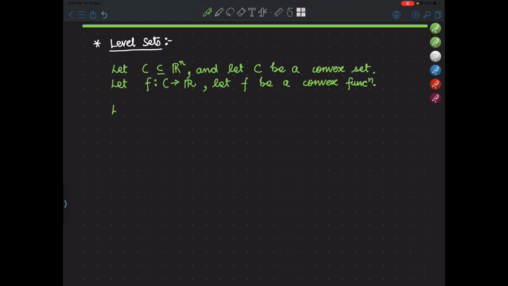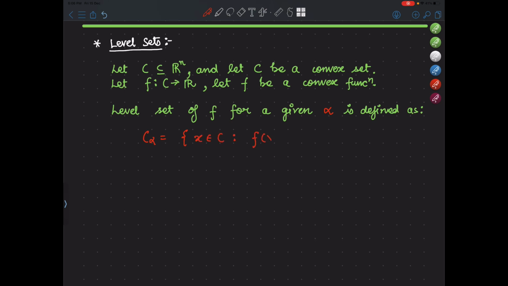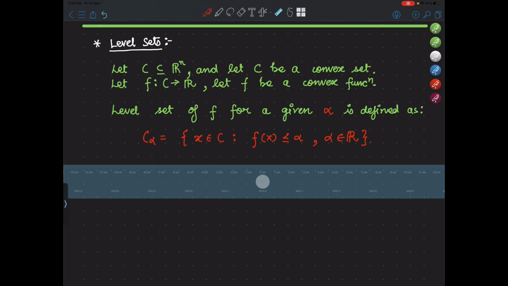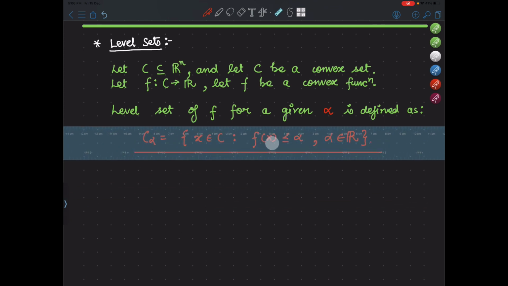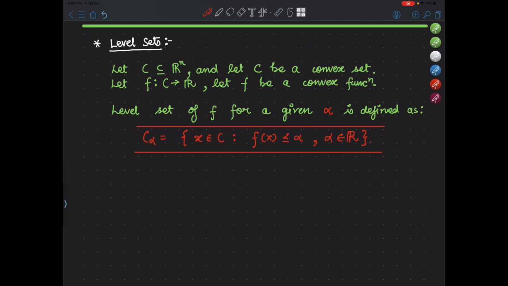Then the level set of f for a given alpha is defined as C alpha: x belongs to C such that f(x) is less than or equal to alpha, for some real alpha. So this is the definition of level sets.